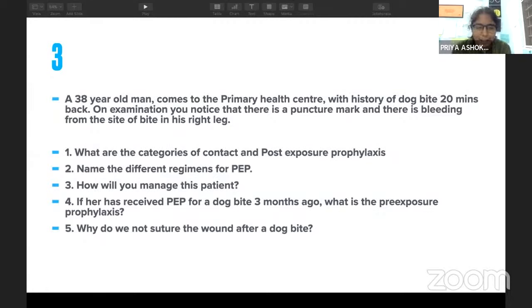Okay. Next one. If this patient has received post-exposure prophylaxis for a dog bite 3 months ago, then what is re-exposure prophylaxis? Imagine this person has already had a dog bite 3 months ago and has completed PEP. Now, what would you do?